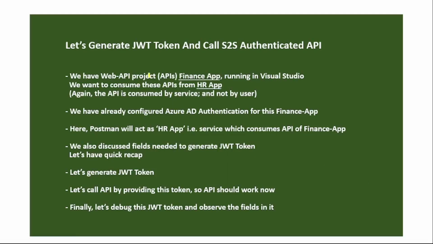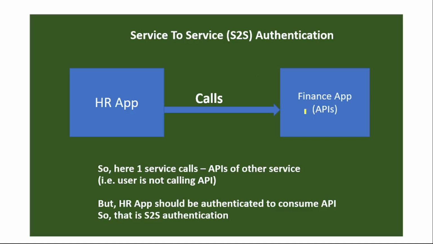Hello guys, now in this video let's generate JWT token and let's call this S2S Authenticated API. So what is our requirement? Again guys, we have this finance app and it has APIs. We have some other app, let's say HR app, and this HR app consumes the APIs of this finance app. Here one service calls the API of another service, and the user is not calling the API. But we need to make sure that the HR app is authenticated to consume the API, and that is S2S authentication.